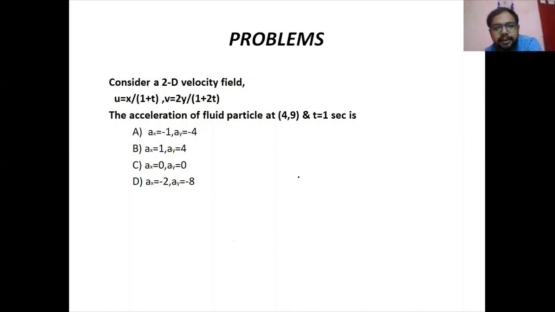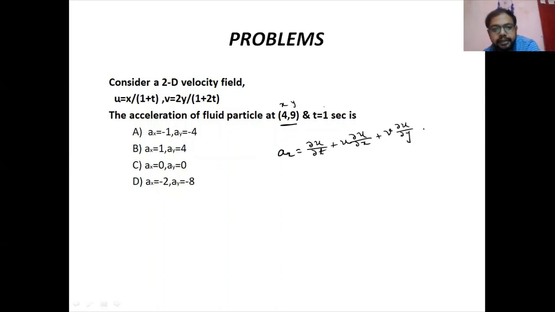This is a simple problem. U and v are given. You are asked to find the acceleration. So u and v are already given, at any point x, y and time t. You are asked to find the acceleration components. So what is ax? Simply write ax: ax is du dt plus u du dx plus v du dy.